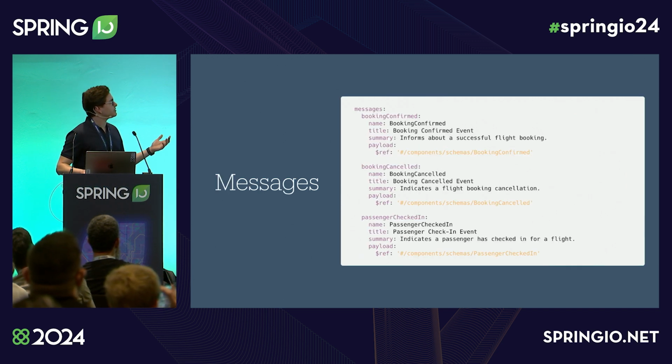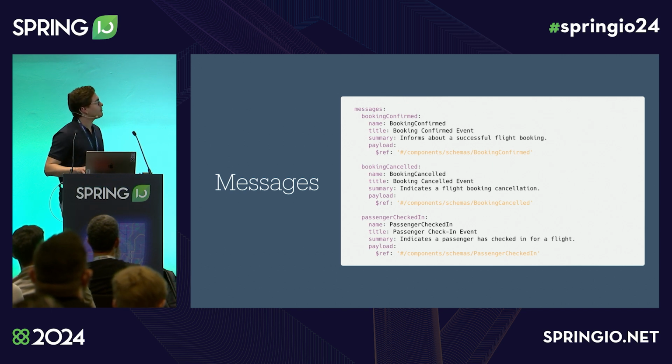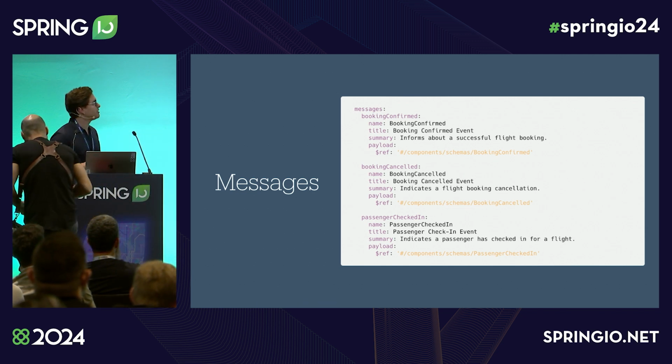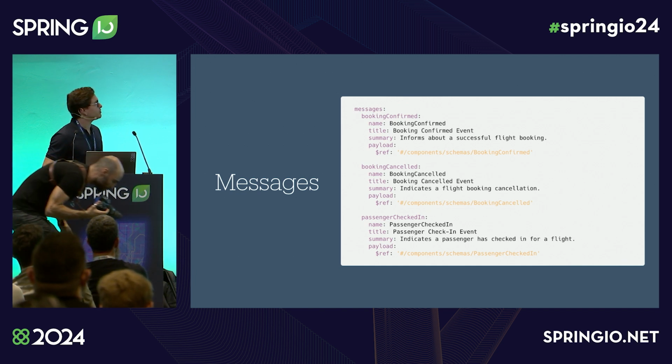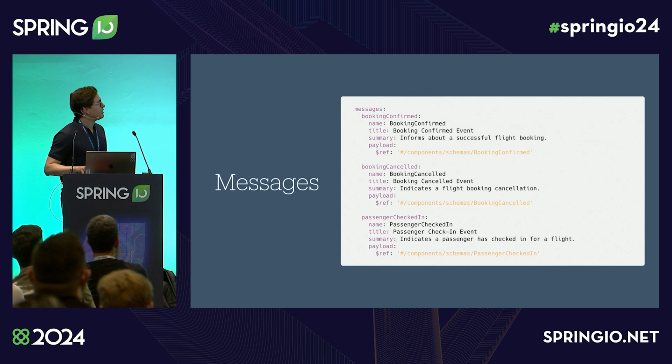And with these schemas, we can then create our messages that reference these schemas, as you can see there. So we have 3 messages again, and the schema could be right there, but the good practice is to make it reusable, so if another message is also going to use this schema, you can have it defined elsewhere as well. So the message has a name, a title, summary, and the payload.